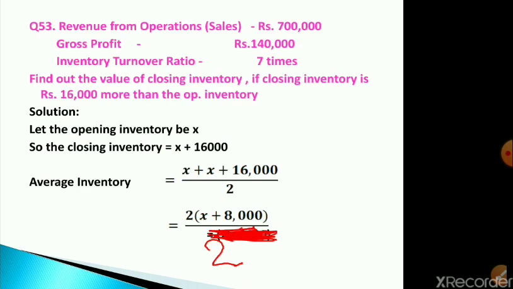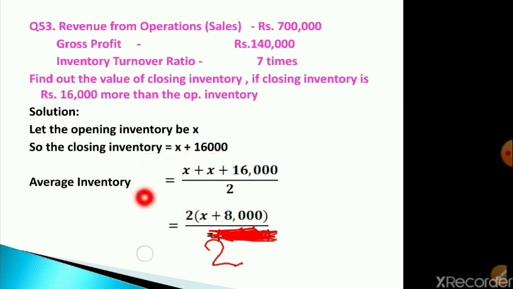Next, question number 53. We have revenue from operations, that is sales, rupees 7 lakh, gross profit rupees 1,40,000, inventory turnover ratio 7 times. Find out the value of closing inventory if closing inventory is rupees 16,000 more than the opening inventory. So in this question, we have everything mentioned except the inventory amount. So let's take the opening inventory to be X. So the closing inventory will be X plus 16,000 as given in the question.